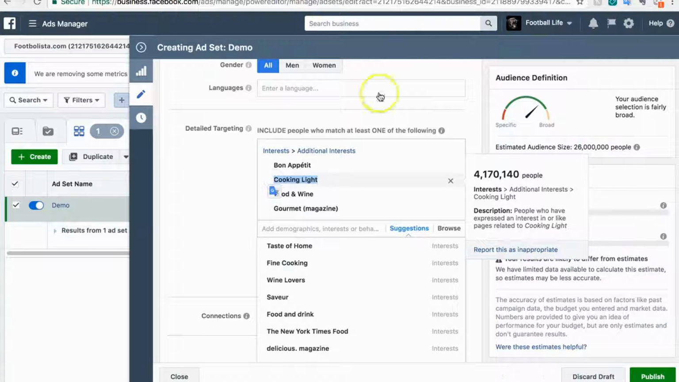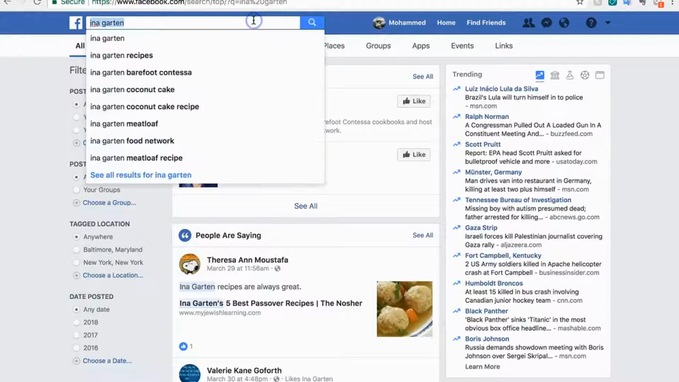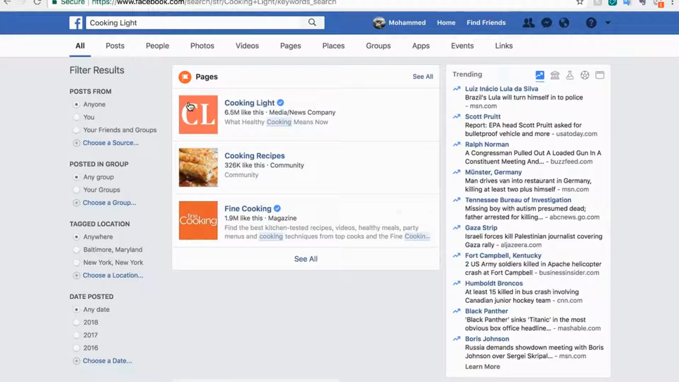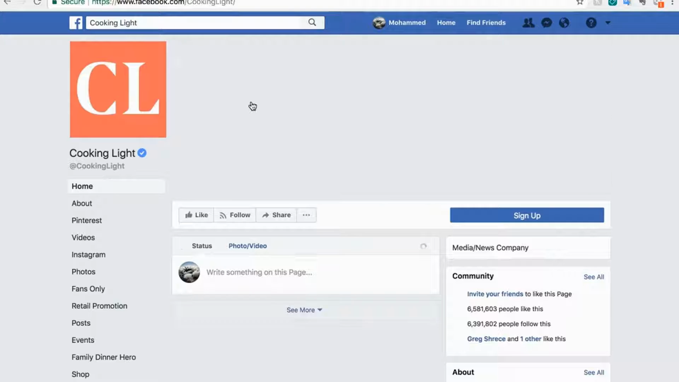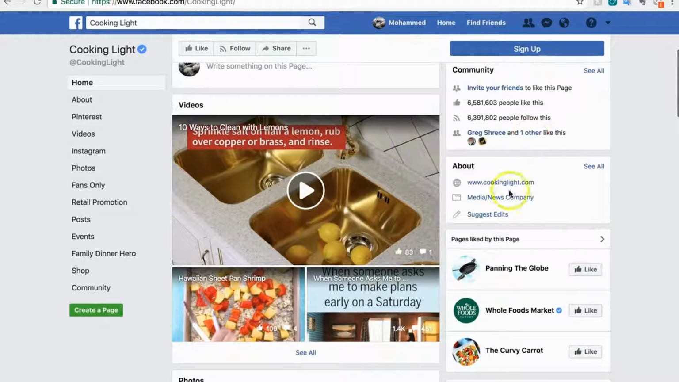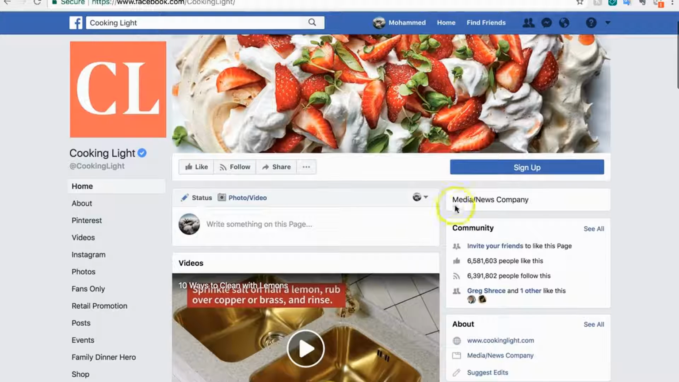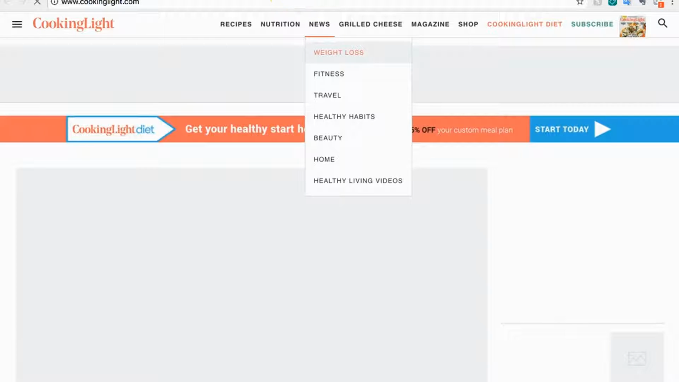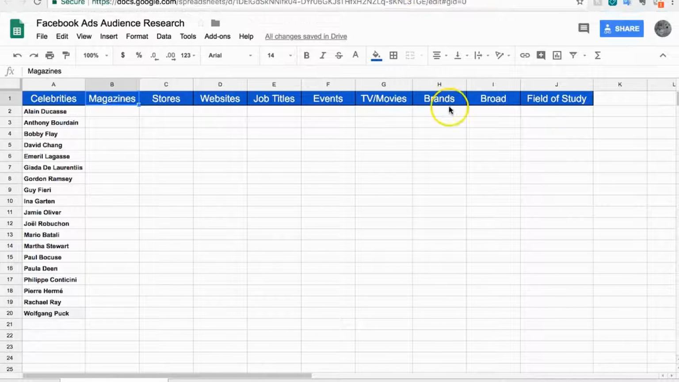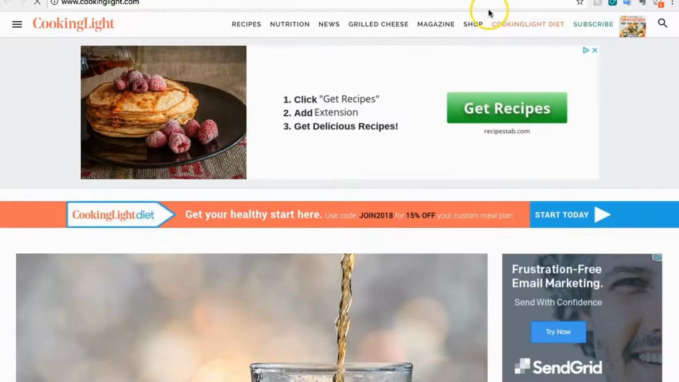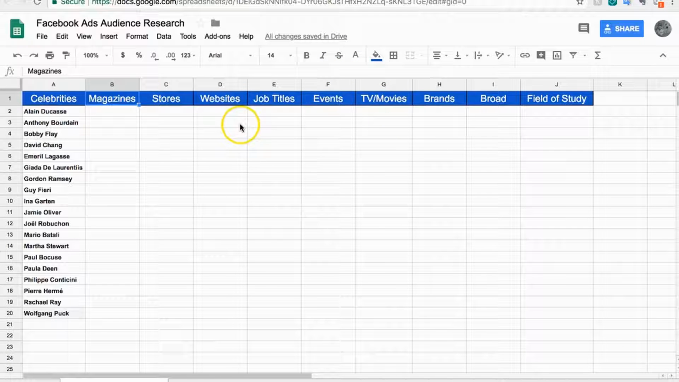If I'm not sure what that is, I just copy this out, go to Facebook and search it. I want to make sure that the group that I'm selecting belongs to a magazine, not something unrelated. So I go here. What I'm seeing right here says media and news company. So I want to make sure that they have a magazine that they're selling. If they do not have a magazine, I want to switch them to other places. If they're not selling any magazine, I would list them under TV and movies. I'm not going to keep them under magazines.